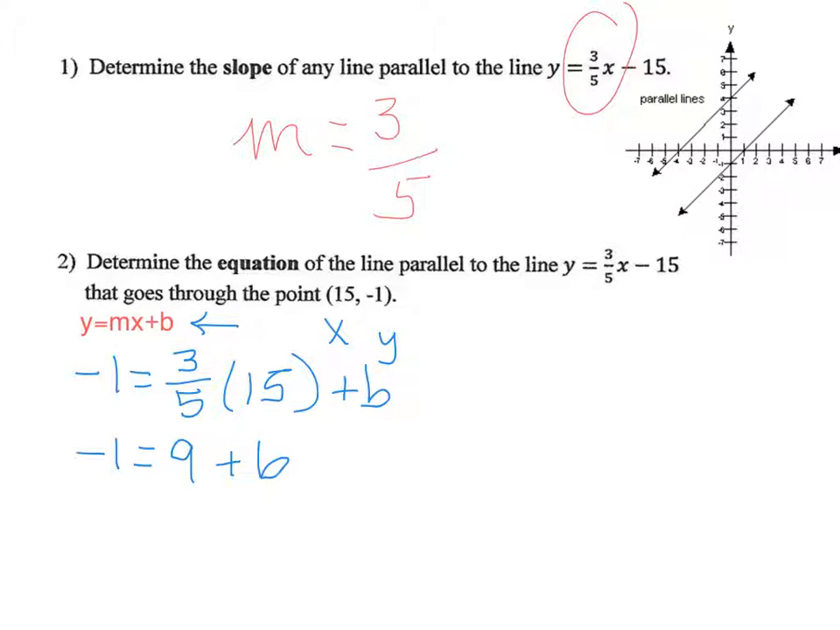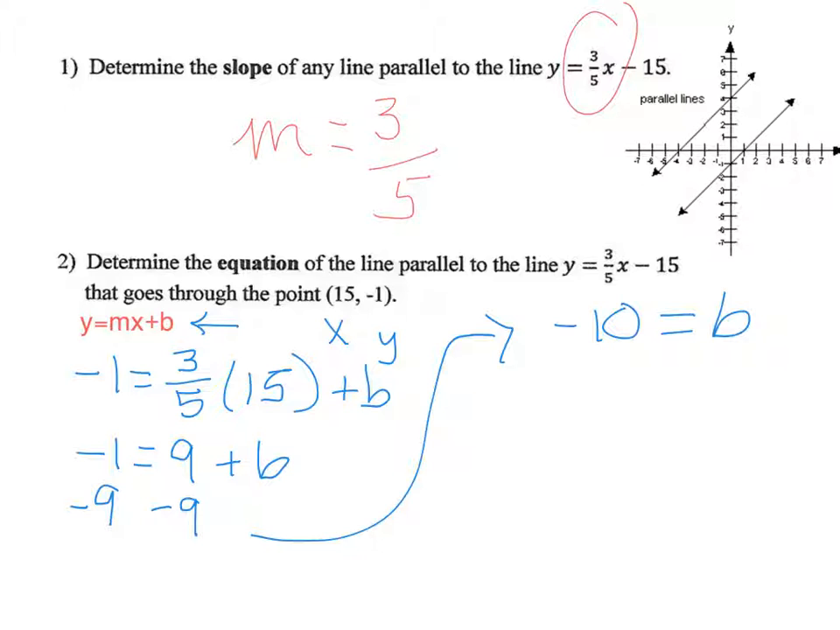Now this is a simple one-step equation. We have 9 plus b. We want to get rid of the 9, so we subtract 9 from both sides of our equation. -1 minus 9 is -10, and that's our value for b.